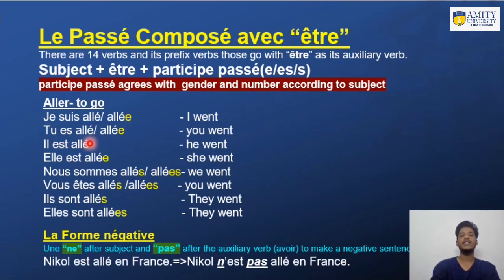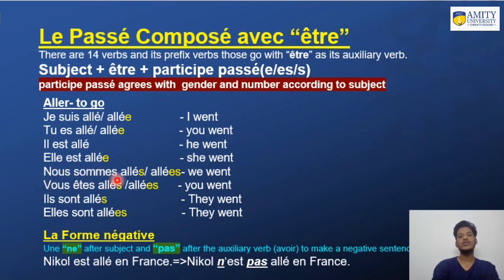Tu es allé. If I say a boy, I will say tu es allé without e. If I say a girl, tu es allée with an extra e. Il, always masculine, il means he, so il est allé. Elle, that means she, so elle est allée, so with an extra e.